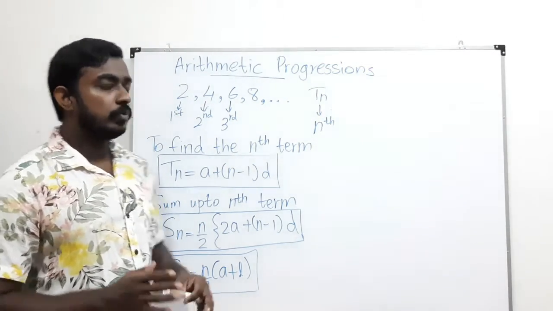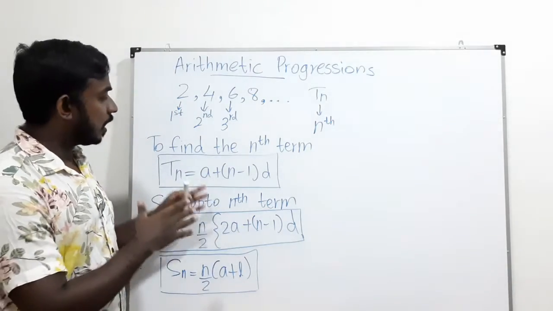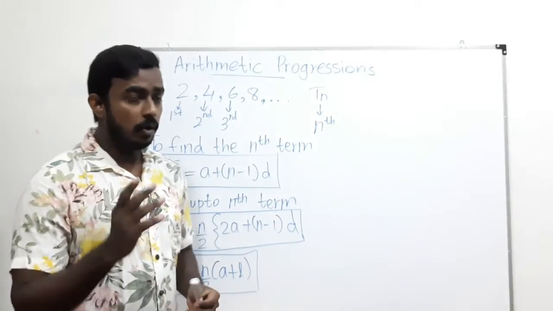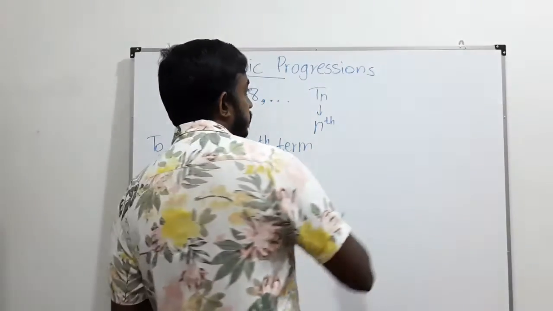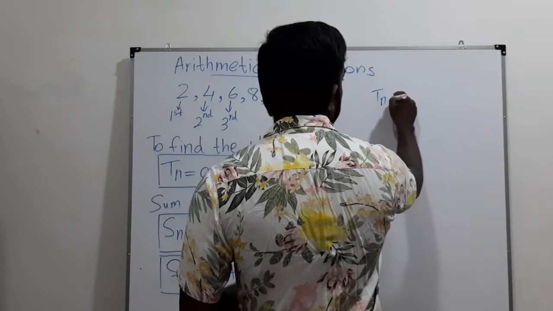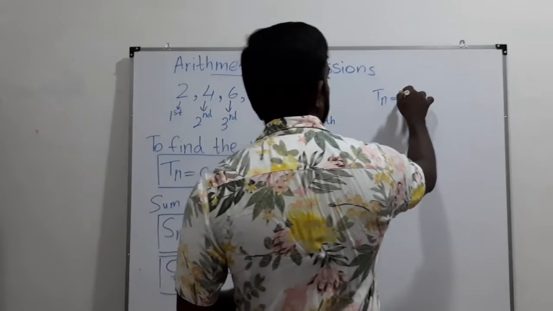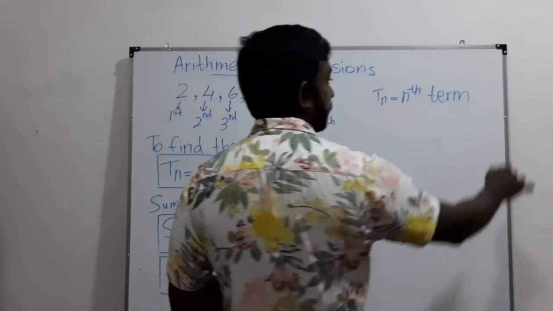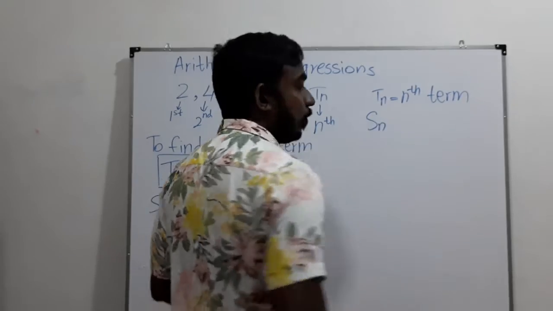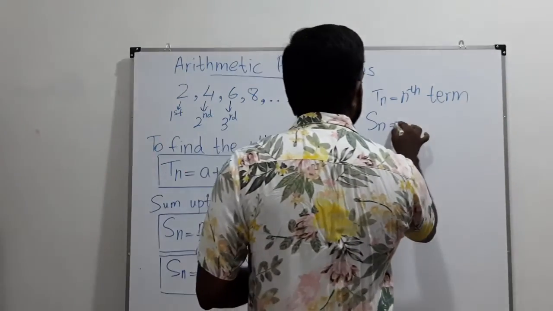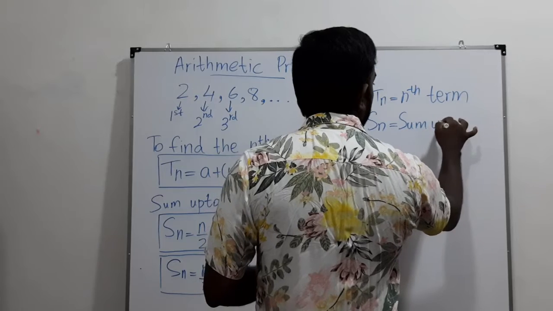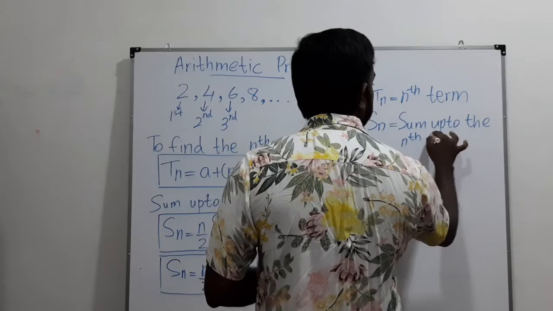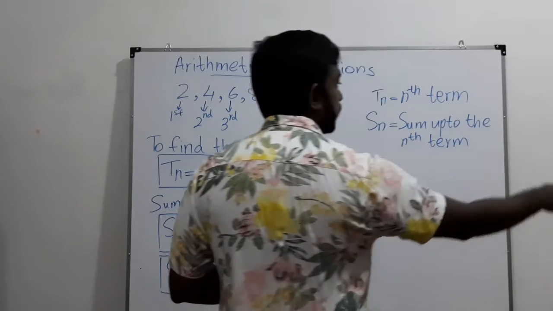Now, you might be wondering, what do these terms stand for? Okay, I'm going to explain it to you. First one, Tn means nth term. Sn stands for sum up to the nth term.